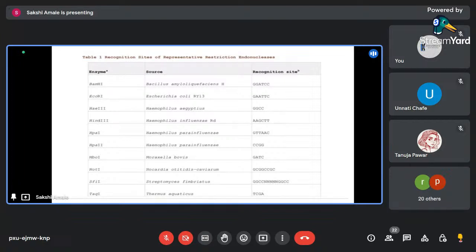HpaII, Haemophilus parainfluenzae also, and recognition site is CCGG. MboI is Moraxella bovis, recognition site is GATC. NotI is Nocardia otitidiscaviarum, and recognition site is GCGGCCGC. SfiI, this is Streptomyces fimbriatus, recognition site is GGCC, five times N, and GGCC. And TaqI, Thermus aquaticus, recognition site is TCGA.